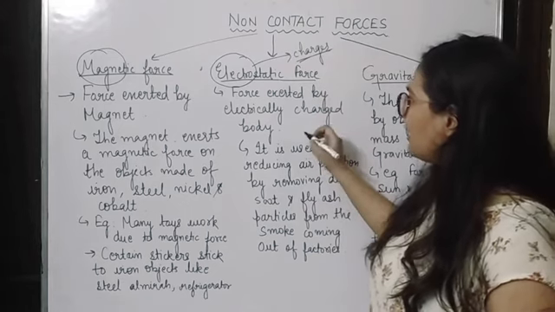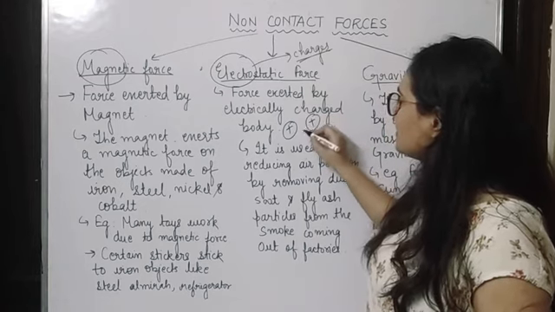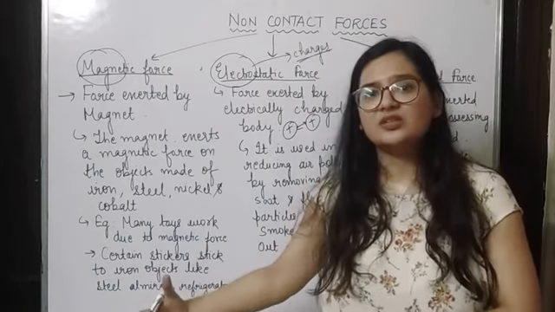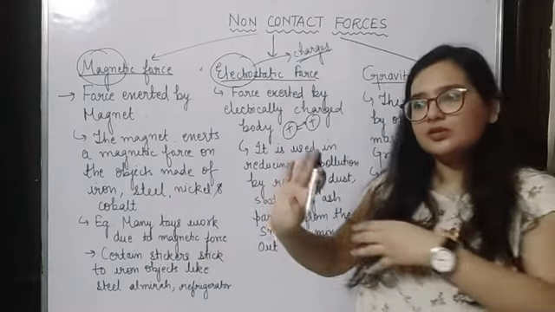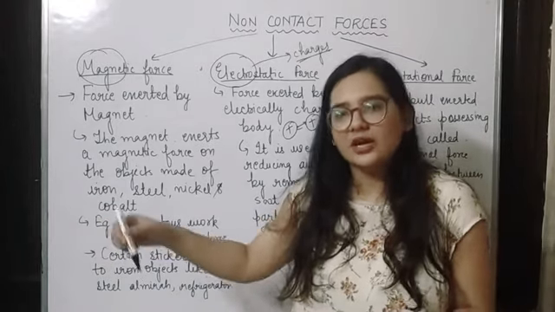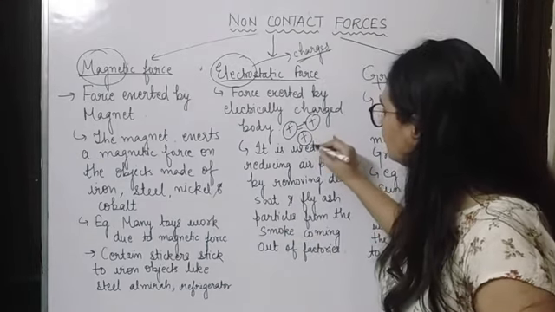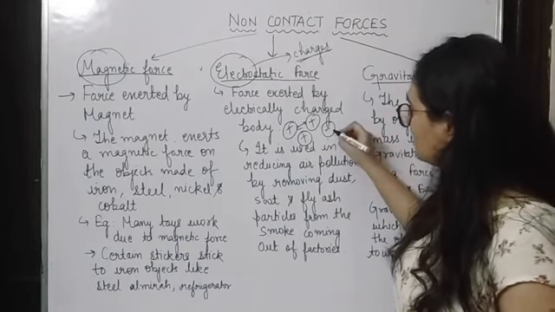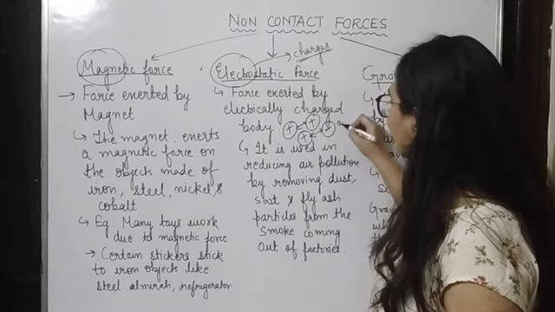Now in this, one thing you have to keep in mind is that positive charges repel each other. If I am charged and the other one is also charged, then we both will repel each other. That means we'll move away. But if I have a positive charge and the other one has a negative charge, we both will attract each other. So if I have one positively charged body and another negatively charged body, then both these charges will attract each other.